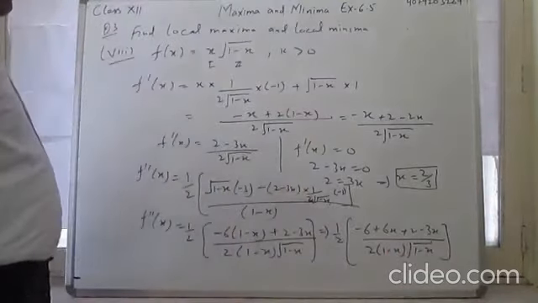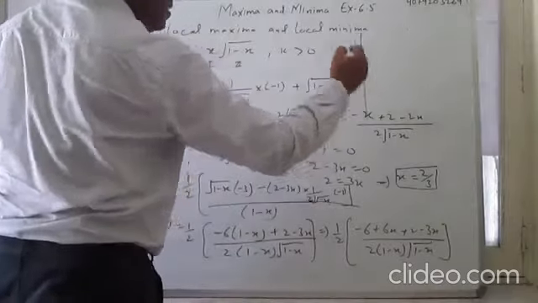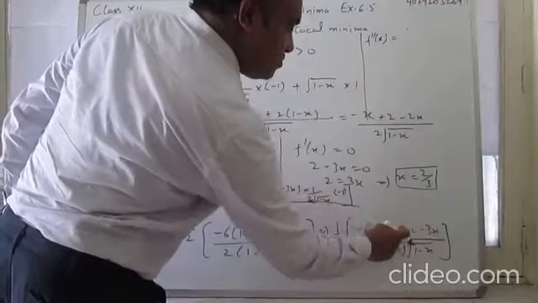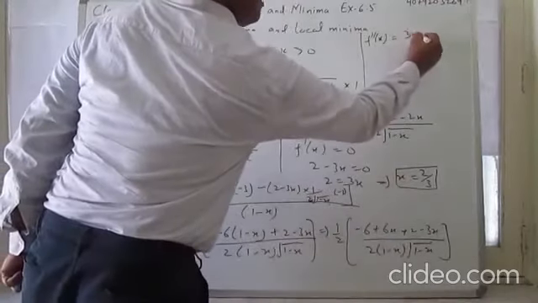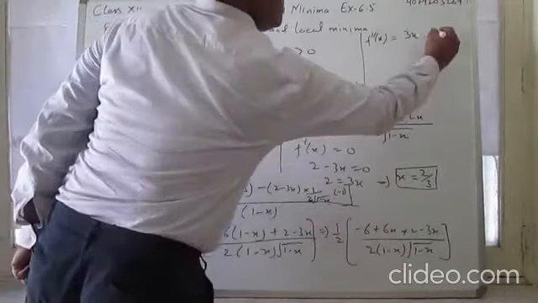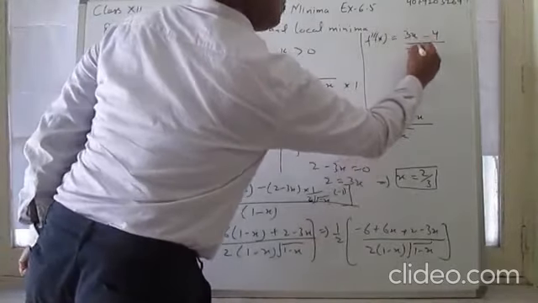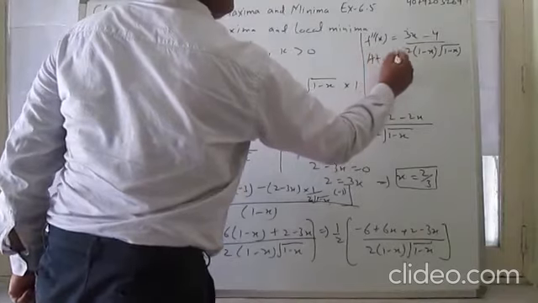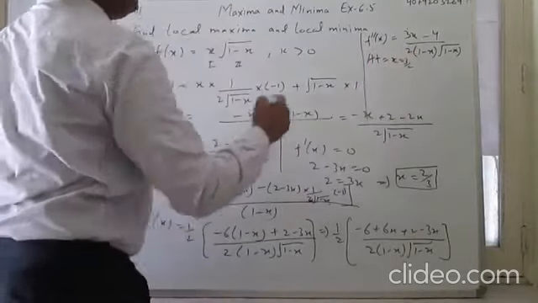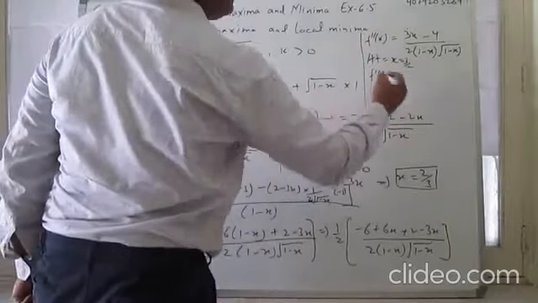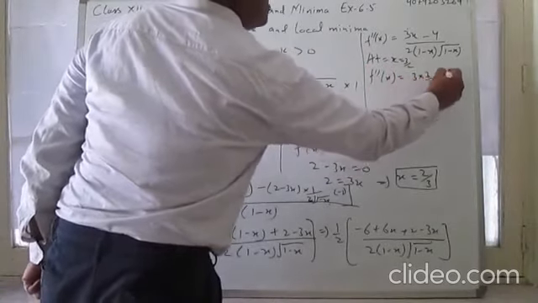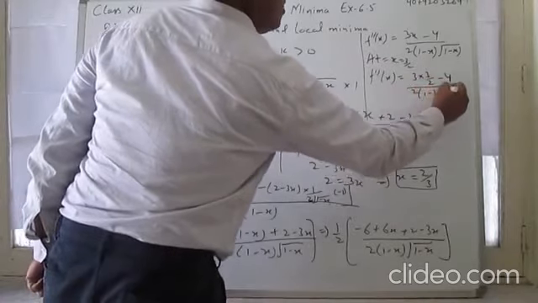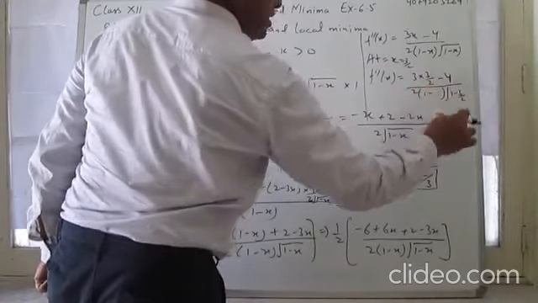So final value becomes, I can write here, f double dash x is equal to 6 में से 6x में से 3x गया तो 3x minus 4 minus 6 plus 2 is 4. It is 2 1 minus x under root 1 minus x. Now at x is equal to 3 by 2 पे चेक करते हैं इसको साइन को. f double dash x is equal to 3 into 3 by 2 minus 4 upon 2 1 minus 3 by 2 under root 1 minus 1 minus, it is 2 by 3.